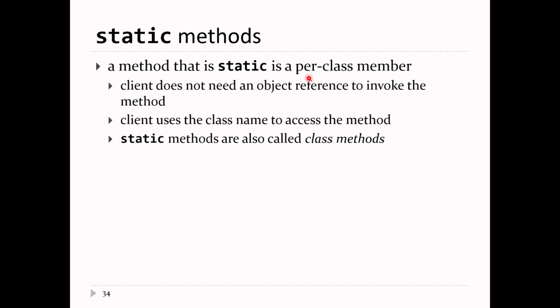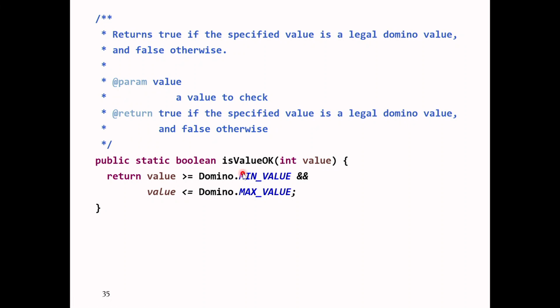Okay, so static methods are methods that belong to the class. You always use the name of the class to call the method. Right? So like variables, these are also called class methods, to emphasize the fact that the method belongs to the class. So inside that domino class, you might stick in a static method that checks whether or not some given value is a legal domino value. Why is it static? Because every domino object doesn't need its own version of isValueOK.